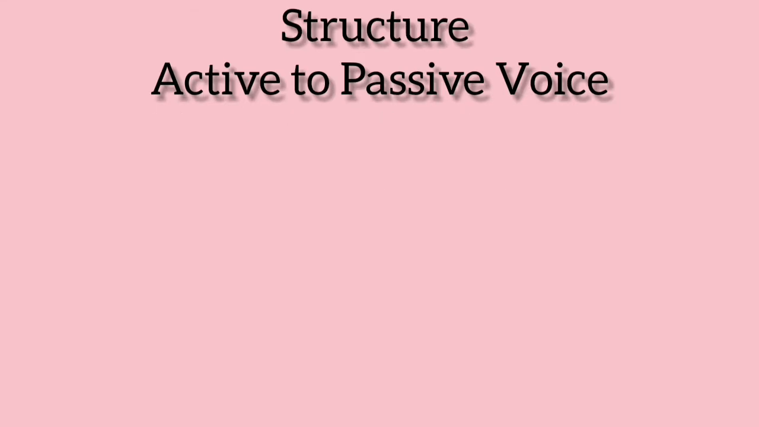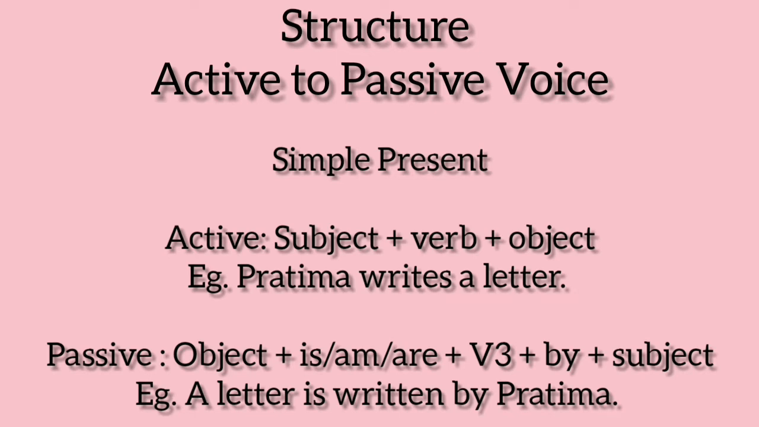When we change a sentence from active to passive voice, we need to take care of certain points. We need to follow the given structure. Let us learn about that. If the sentence is in simple present, the passive voice will have the object plus is plus the third form of the verb plus the preposition by, and then it will end with the subject.